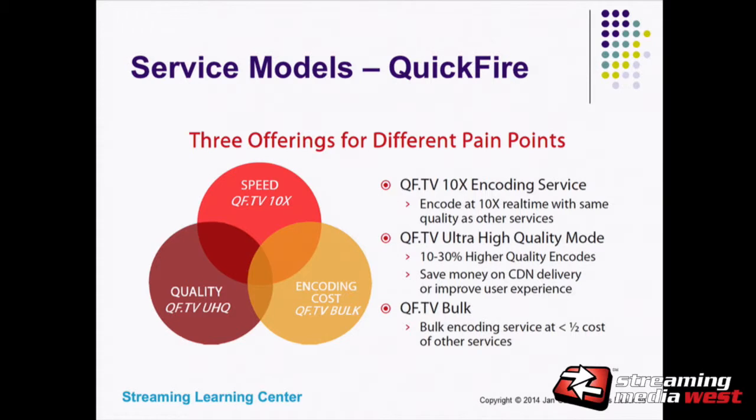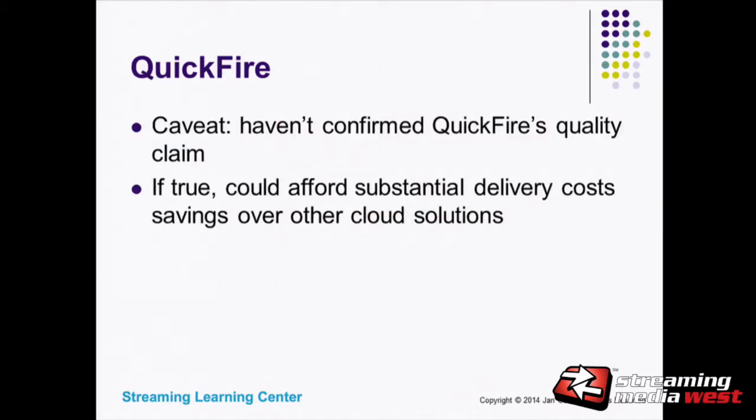Again, I haven't verified the claims, but if they can deliver the same quality at 30% of the data rate, or 30% reduction of data rate, that's going to deliver significant delivery bandwidth savings over the life of the asset. So if that's true, that's significant. But again, I haven't tested it.